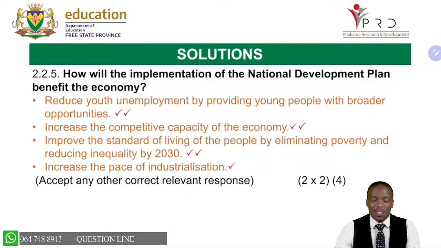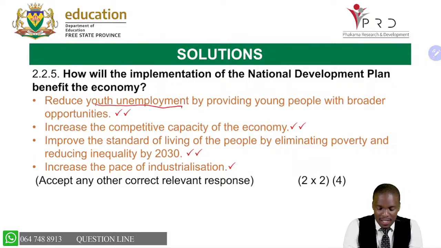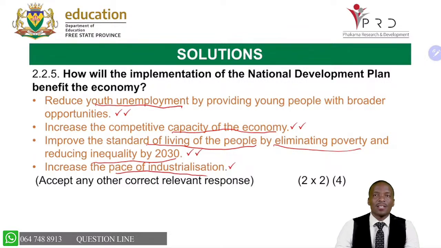How will the implementation of the National Development Plan benefit the economy? The National Development Plan is there to reduce unemployment, especially for the youth, the young people. It is there to increase the competitive capacity of the economy, to improve the standard of living by eliminating poverty and reduce inequality by the year 2030, and also to increase the pace of industrialization.